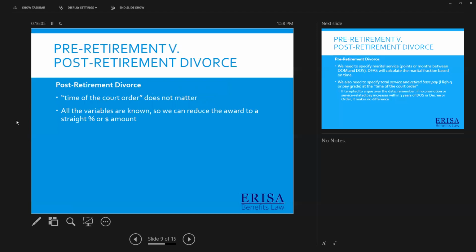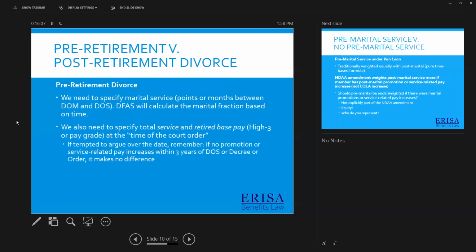The more interesting case is the pre-retirement divorce. When we have a pre-retirement divorce, we have to specify for DFAS, first of all, how much service, either points or months, are marital. And that's determined by the parties. You need to calculate that, and that would be between the date of marriage and the date of service.